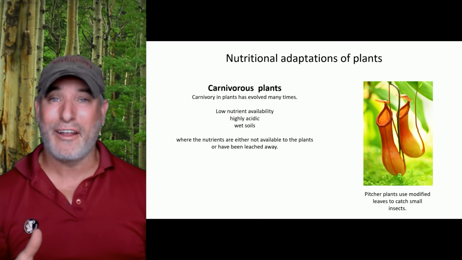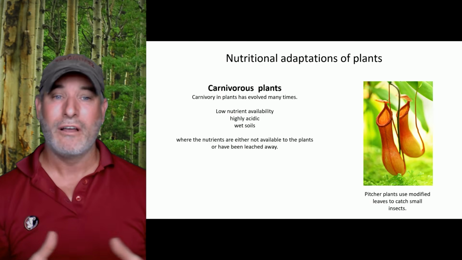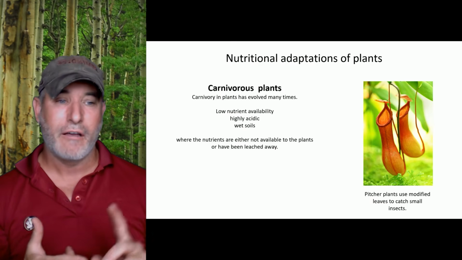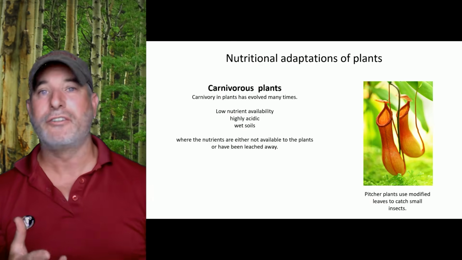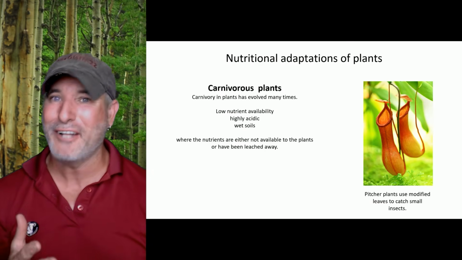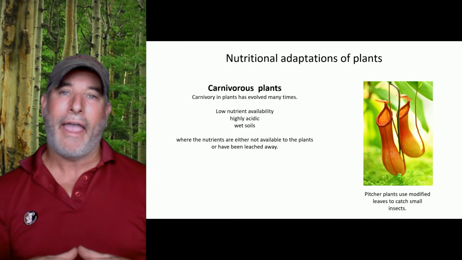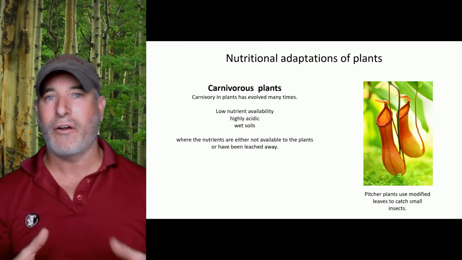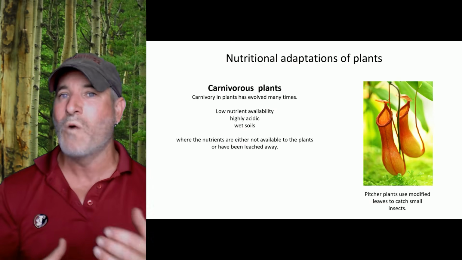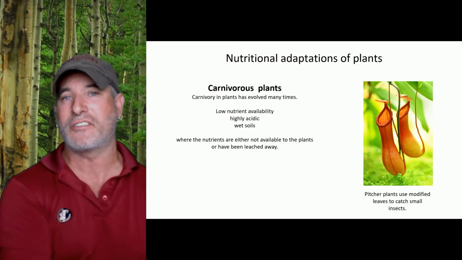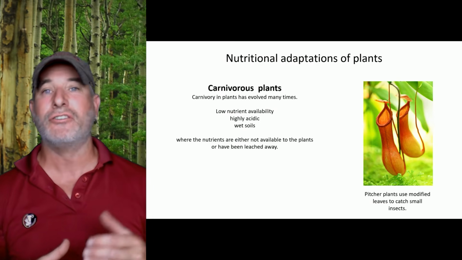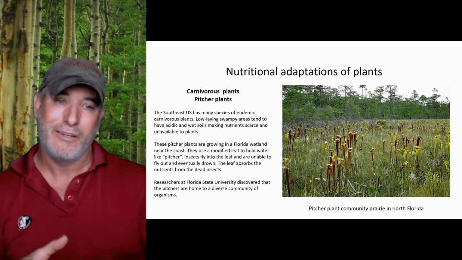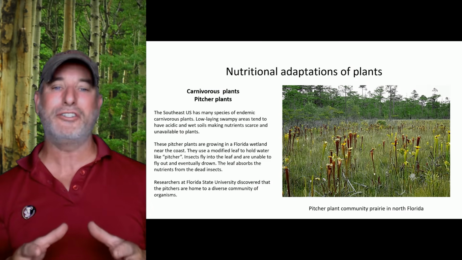There are very nutrient poor areas of the world. And in those areas, you get carnivorous plants. Things like pitcher plants and sundew plants and the Venus flytrap and bladderworts. And you get this in very acidic soils, and you get this in very wet soils as well. And often wet soils go hand in hand with acidic soils, and that makes your nutrient availability very, very, very low. So one of my favorites is the pitcher plant.